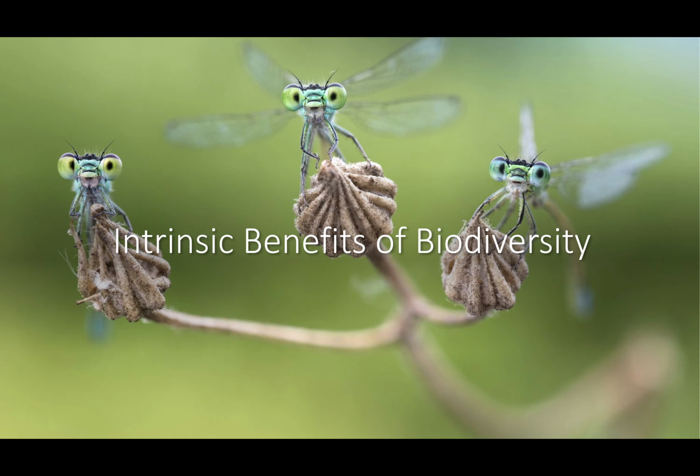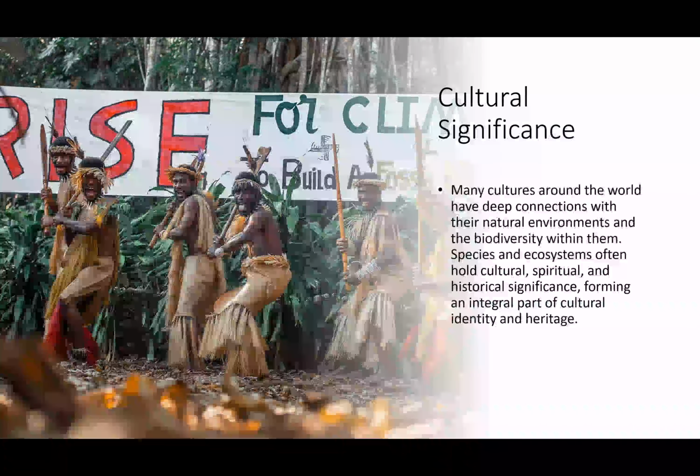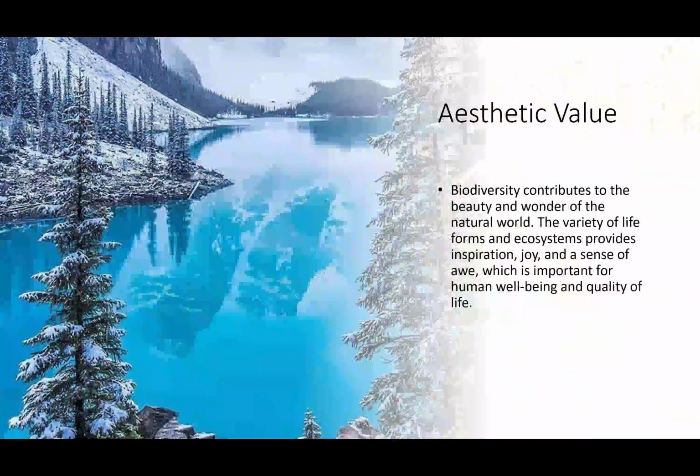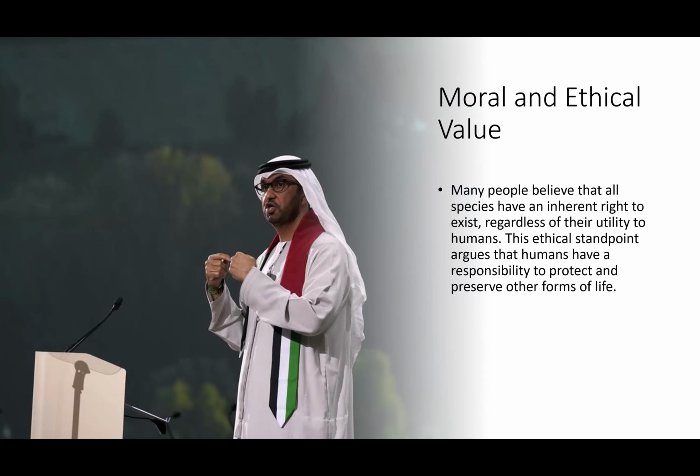All right, so let's look at these. We're looking at aesthetic value, cultural significance, those types of intrinsic values. The ecological stability is a part of biodiversity. So is it a benefit? Sure, let's use that one. So let's look at moral and ethical value. Many people believe that all species have an inherent right to exist, regardless of their utility to humans. This ethical standpoint argues that humans have a responsibility to protect and preserve other forms of life.